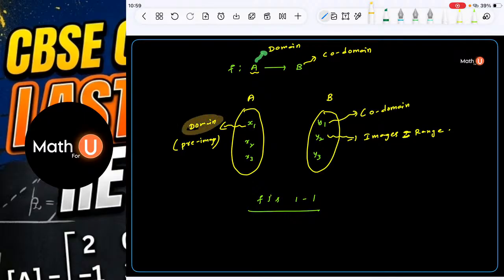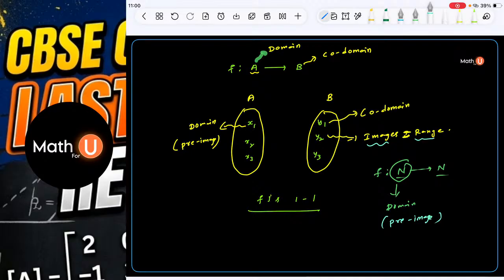Preimage is nothing but domain elements. The elements which are present in the domain are the preimage. Preimage and domain elements are both the same. For example, if they give the set of natural numbers to the set of natural numbers, these are called the domain, also called the preimage. Is it clear? Domain and preimage are the same. Images and range of the set are the same.